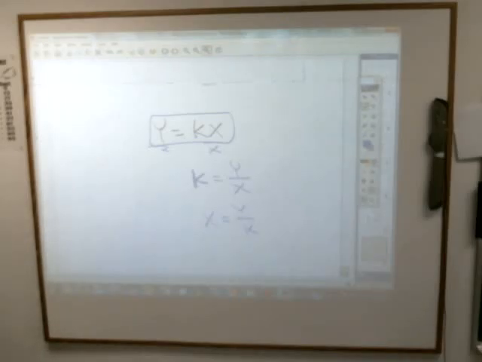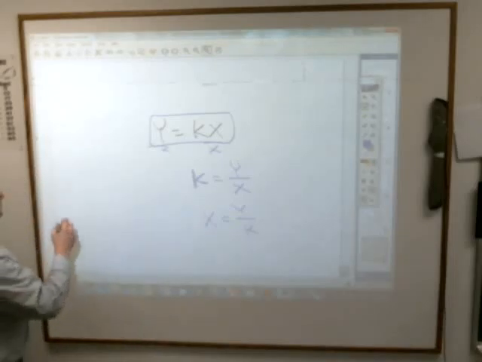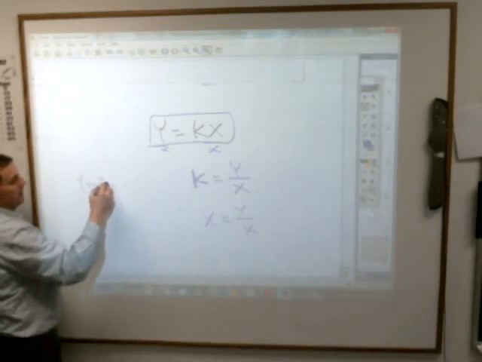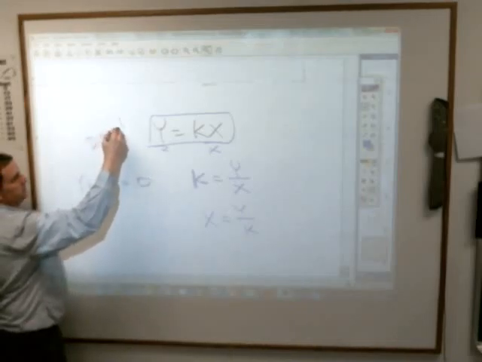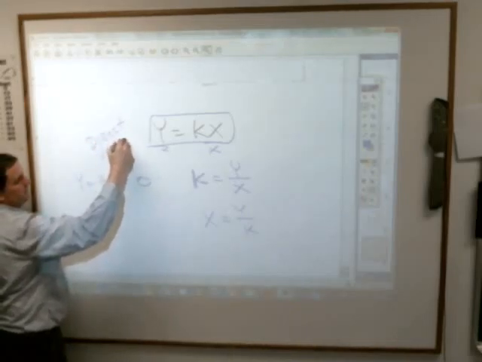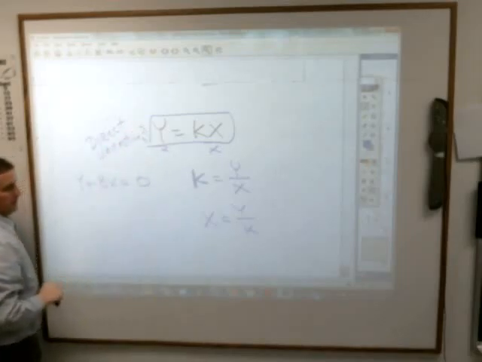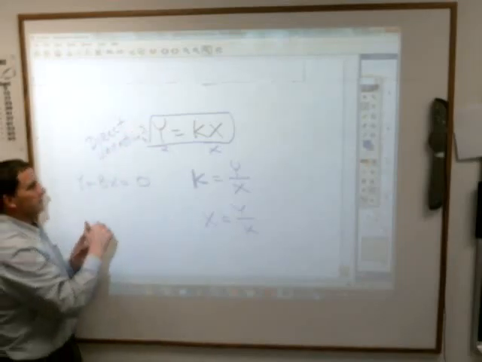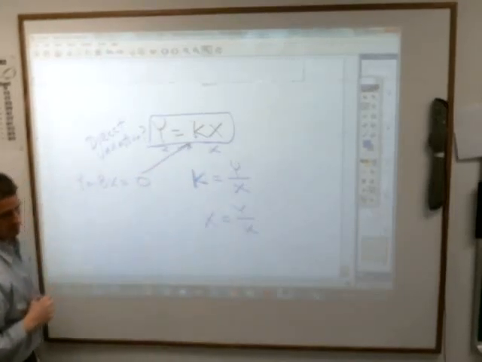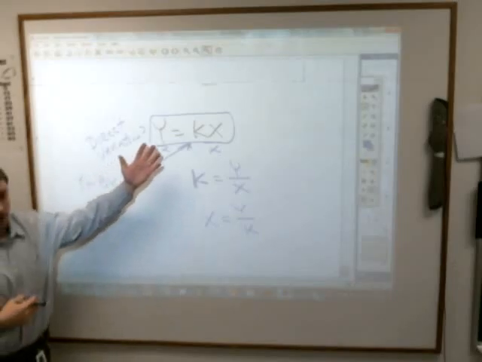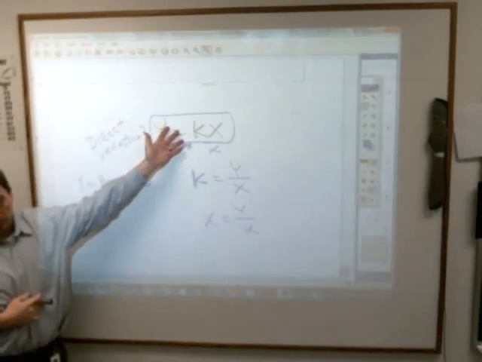Let me see if I can find something that they actually asked me. Here's what they do. They throw something like this at you: y plus 8x equals 0. Is this direct variation? The question you have to ask yourself is, can you change things around so that it looks like this form right here? No. Why not? There's a k.